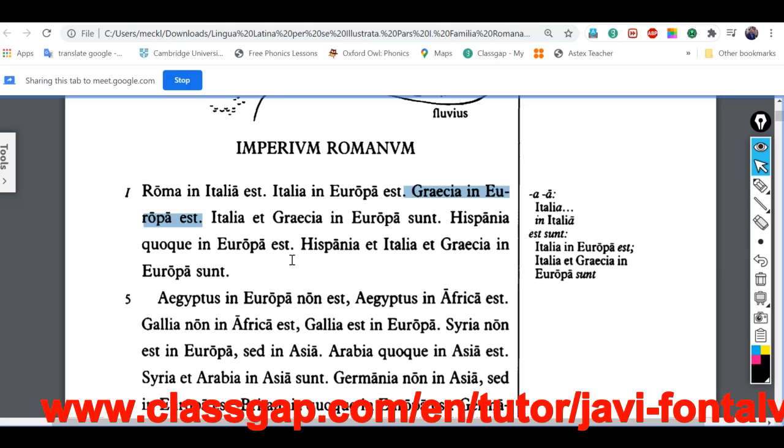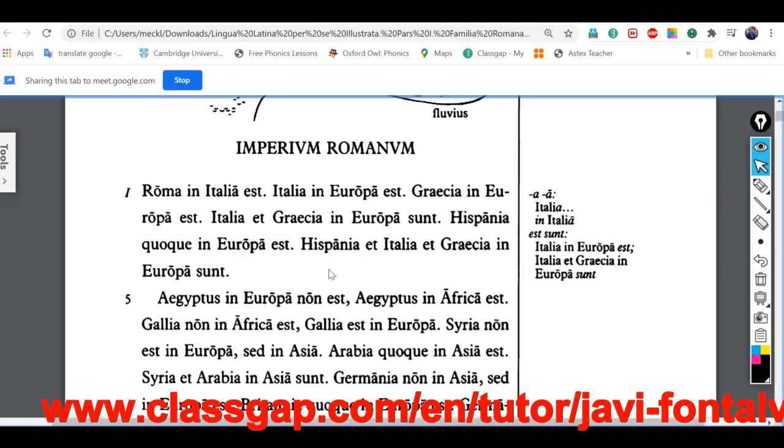Graecia in Europa est. Greece is in Europe. Italia et Graecia in Europa sunt. So Italy and Greece are in Europe. Where do you think the verb is here? Sunt. So here we have est, sunt. And here we have the word et, which is different. That's and. Exactly.